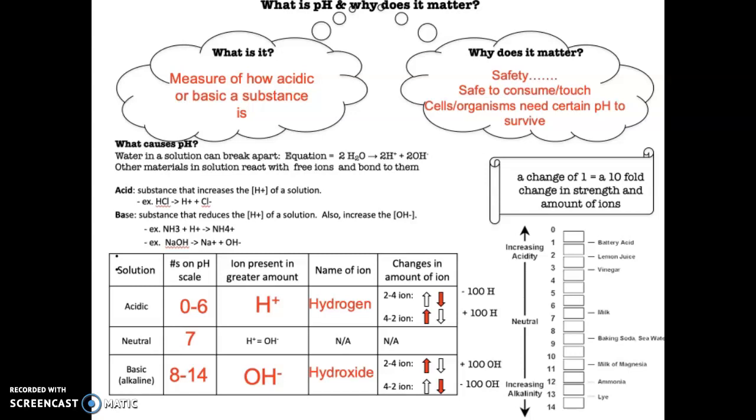Baking soda and seawater is about an 8.5. Milk of magnesia, which is used to settle stomachs, is around a 10.5. Ammonia, which you don't want on your skin or in your system, is a 12. And lye turns organic tissue into soap, especially fat. You definitely don't want that on or in your system. That sits at a nice 13.